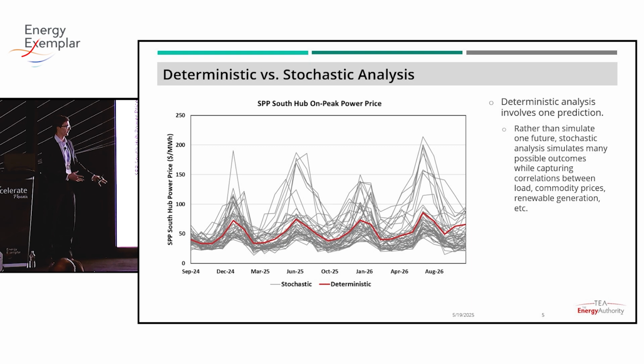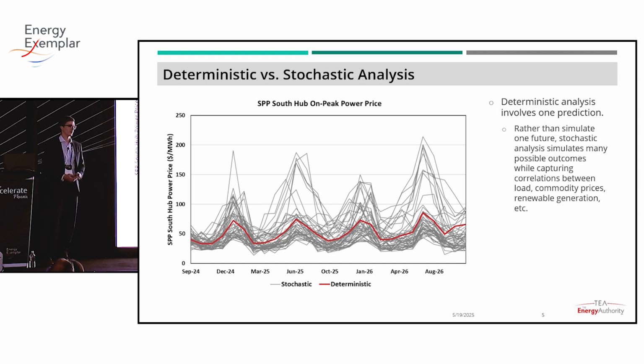Just to make sure everyone's familiar with stochastics, it is a way to simulate a bunch of different outcomes for a given variable, as opposed to deterministic forecasts, which is just one prediction. This graph here visualizes what the stochastics from our process look like. In red, we have an expected value for power pricing for a hub in SPP. And then the gray lines are all of the different stochastic simulations. You can see some realize above versus below the expected.